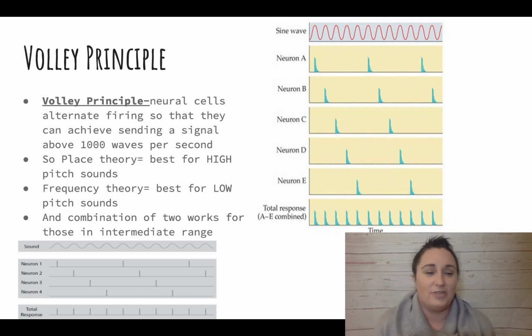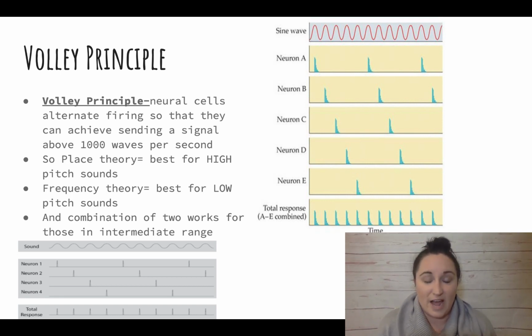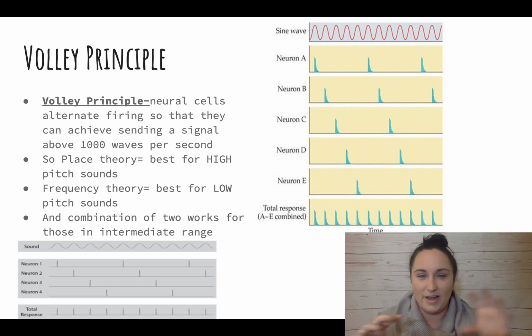We use place theory to explain high-pitched sounds, and we use frequency theory to explain low-pitched sounds. And then for those super high-pitched sounds that neither seems to do well, there's an idea called the Volley Principle. And so imagine that just like to get a really fast sound, you need a whole group of neurons. So the neural cells alternate firing so that they can basically replicate how fast the frequency is in a way that if they all work together, they can send that one message.